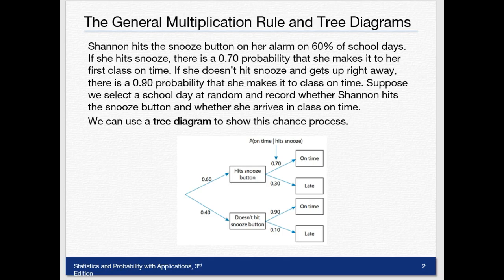All right, so first of all, the first decision is, does she hit the snooze button? So we have hits the snooze button and doesn't hit the snooze button. We know that there's a 60% chance that she hits snooze. That means that what's left? There's a 40% chance she doesn't. Then the question further gives us more information. It says if she hits snooze, so we're talking past this point now, there's a 70% probability that she makes it to class on time. So that's where I get the 0.7 right here.